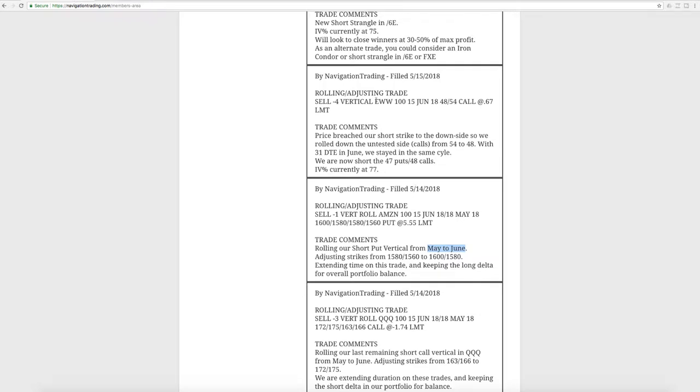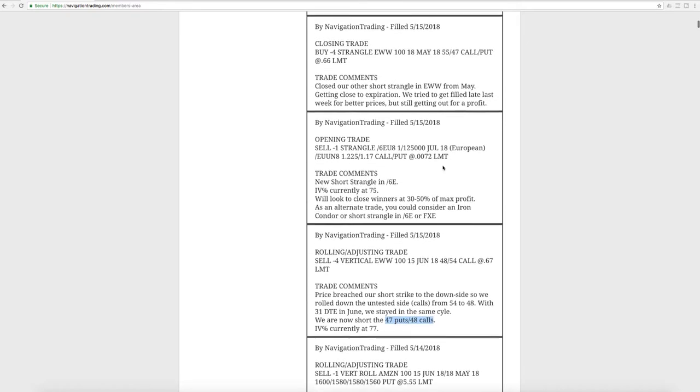Next trade was a rolling adjusting trade in EWW, where price breached our short strike to the downside. So we simply rolled down our calls, and we rolled them from 54 to 48. Still in June with 31 days to expiration, so we stayed in the same cycle. So holding the short 47 puts and 48 calls. I'll go to the platform on EWW here in a minute because we did add another trade there as well.